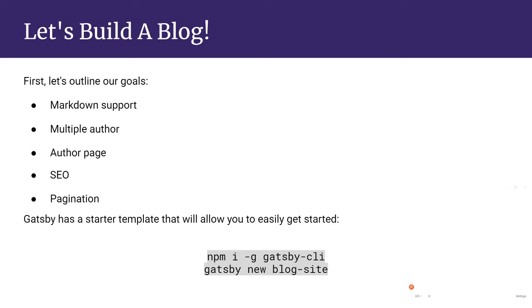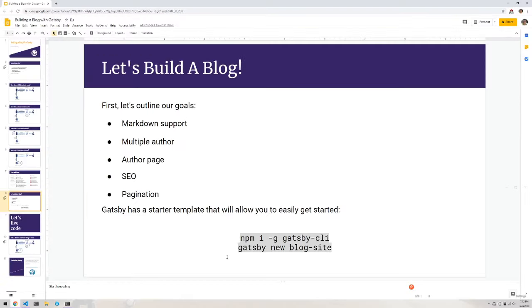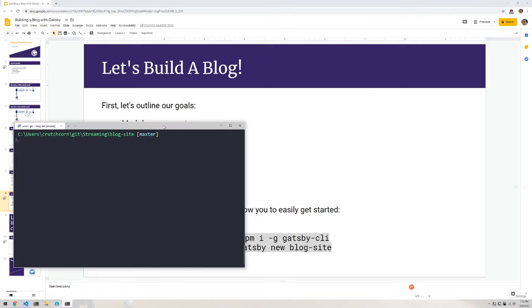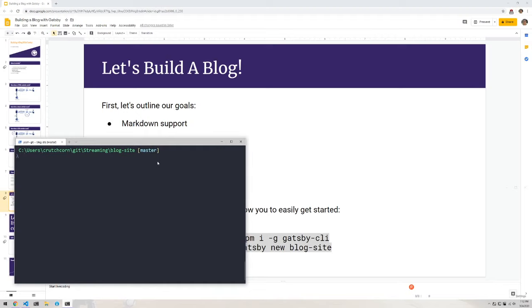So Gatsby, like most tools nowadays, has their own CLI. It allows you to generate a starter template with just one line of code. Well, one command, I should say. I've already ran that command because I do not trust the demo gods. They have been mean to me in the past, as they are for everyone.